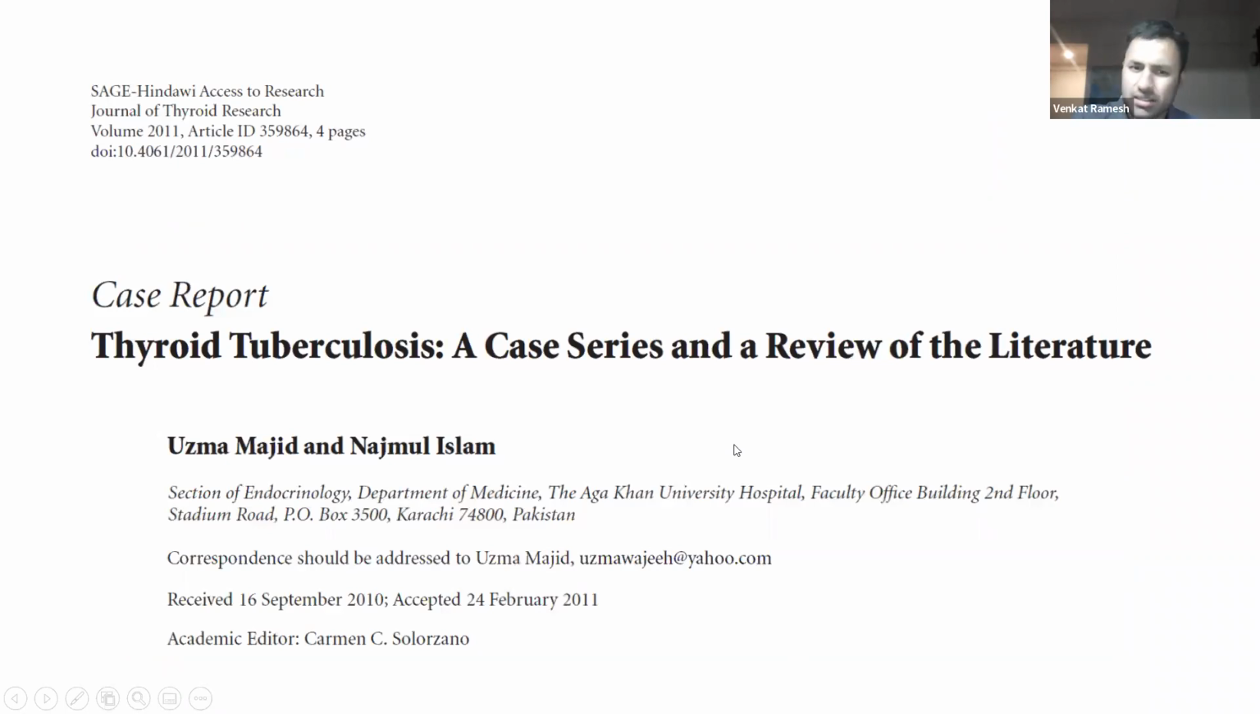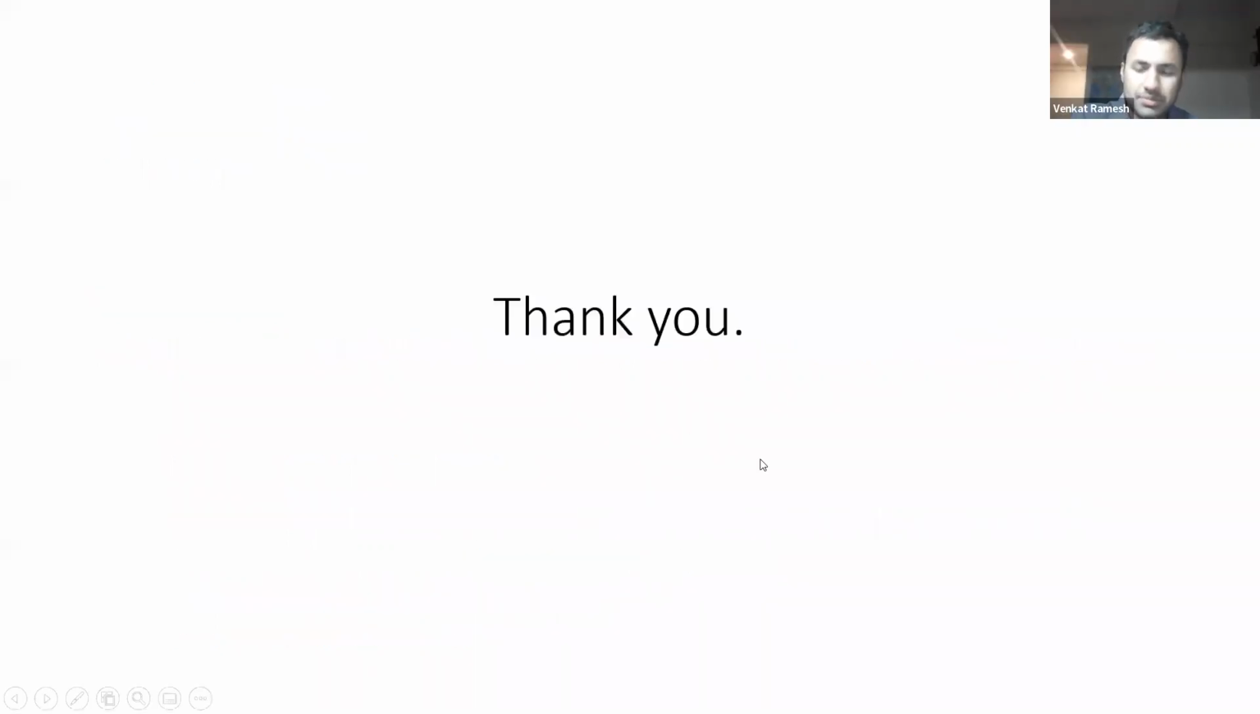So there is quite a bit of literature on thyroid tuberculosis, but thyroid scintigraphy may provide some kind of diagnostic clue. If it is tuberculosis, it's an active infection, there will be uptake. But if it's De Quervain's thyroiditis, again, the thyroid uptake is low. So that brings me to the end of my talk. I'll be happy to take any questions.